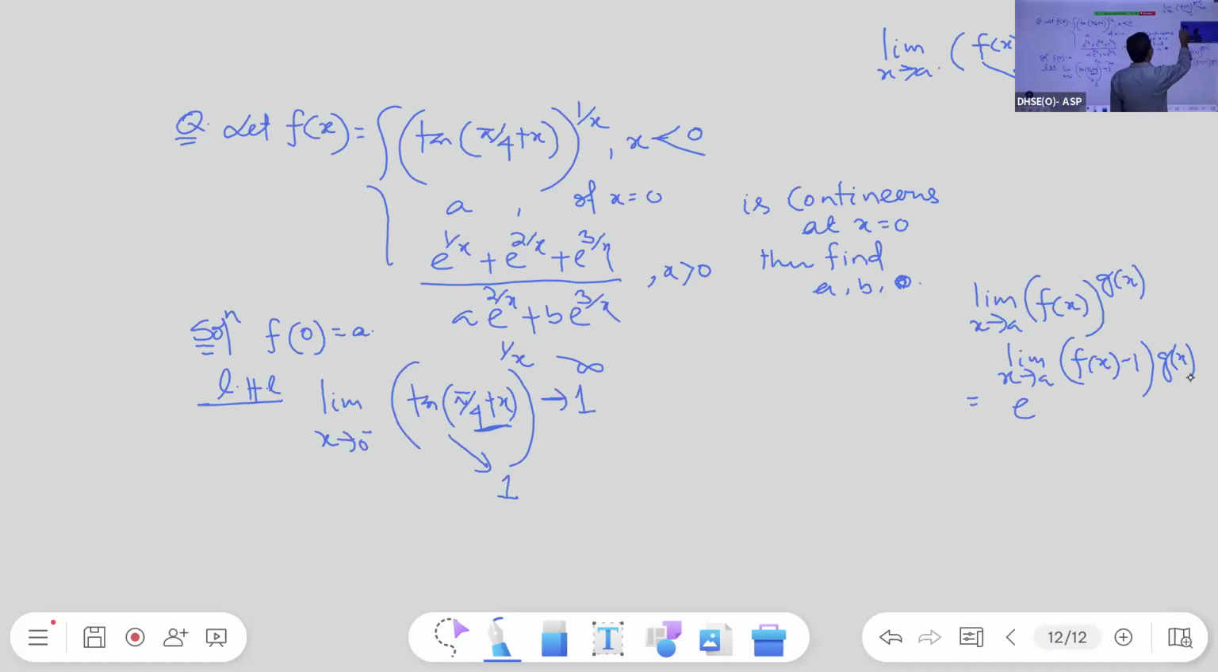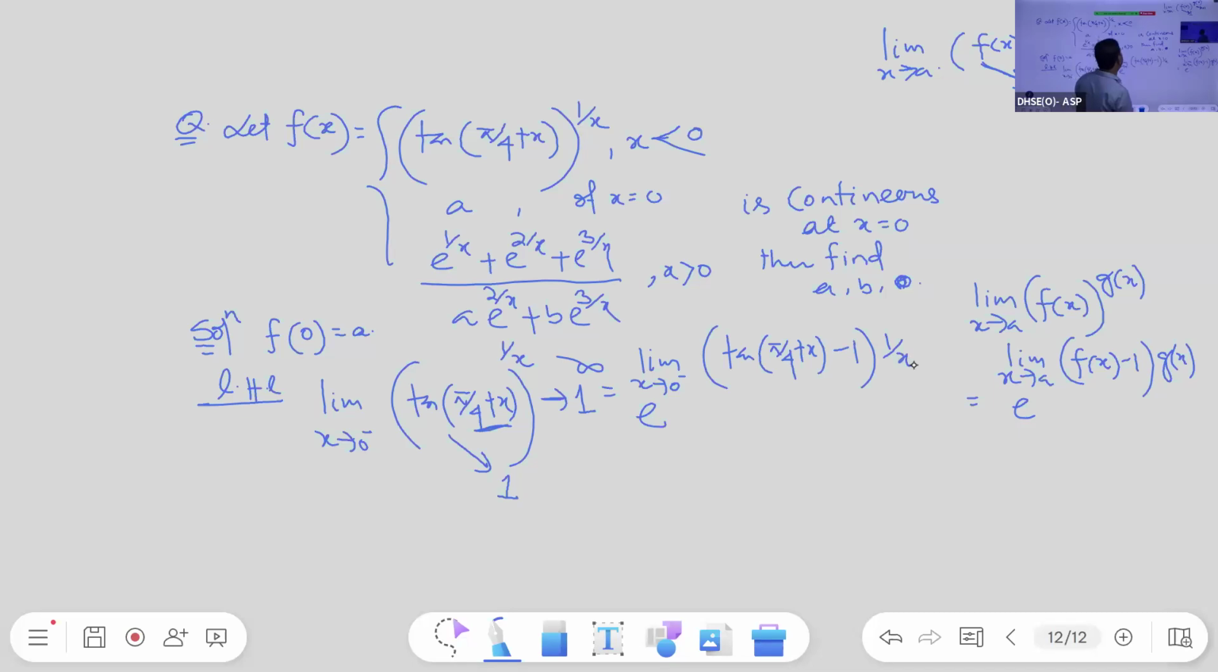If the base function approaches 1 and the power function approaches infinity, that is, the limit takes the form 1 raised to the power infinity, then that limit is calculated using the formula e raised to the power limit of the base function minus 1, into the power function. So this limit is equal to e raised to the power limit as x tends to 0 of tan of pi by 4 plus x minus 1, into the power function, which is 1 upon x.